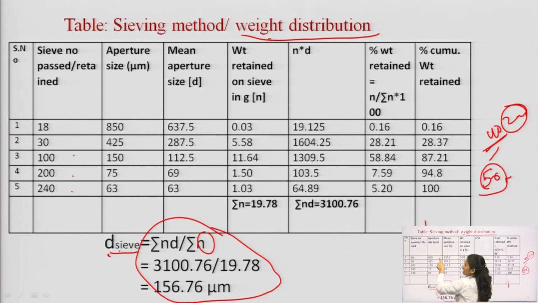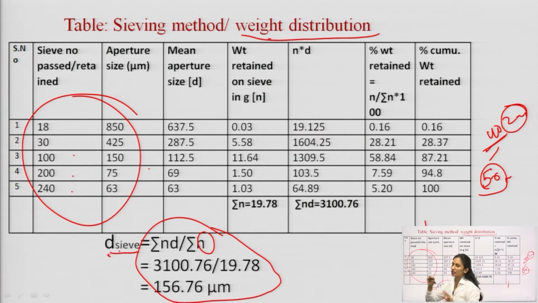The 18 number sieve has an 850 mass aperture, and similarly for the 30 number sieve and the 100 number sieve. This means this is fixed data. Whatever sieve you have selected, according to that sieve number, whatever mass aperture size is given for that sieve, you have to place the data here. Now the calculation starts from here.